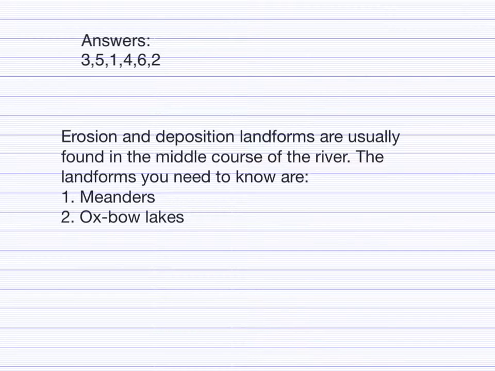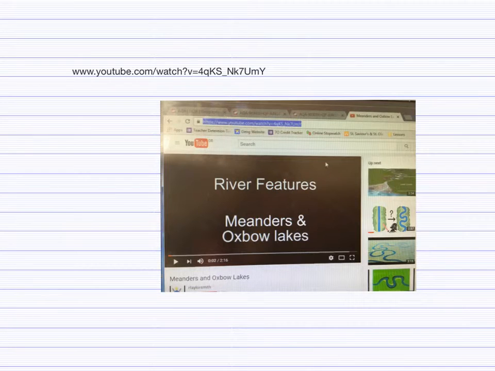Today we're looking at the middle course of the river, so the erosion and depositional landforms. The ones that you need to know are meanders and oxbow lakes. So that's what we're going to be focusing on today. You're going to watch a video now on the formation of meanders and oxbow lakes.